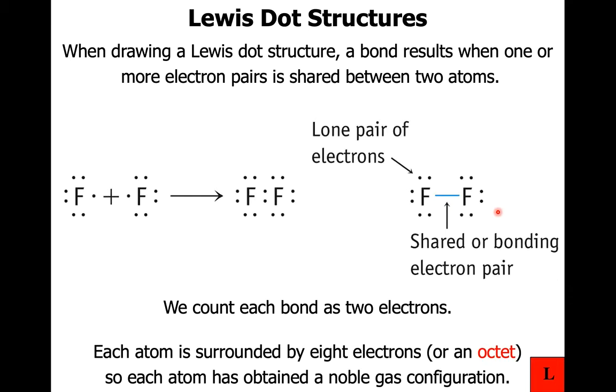We count each bond as 2 electrons, and it counts for both fluorines. So we do a sort of double counting for the octet rule.